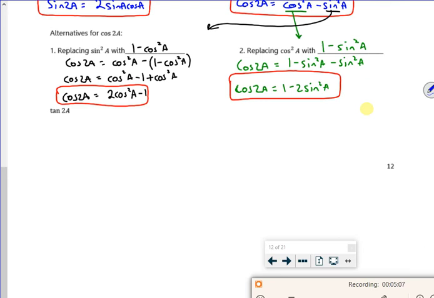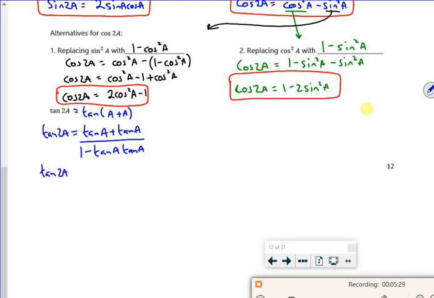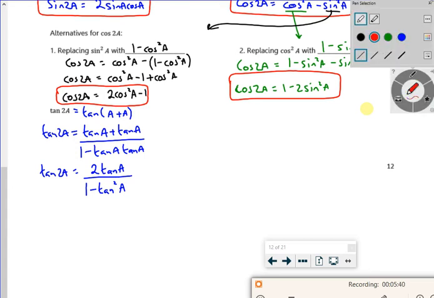Tan, I tend to remember. So that'll be tan of A plus A. So that's going to be tan A plus tan A over 1 minus tan A times tan A. So tan of 2A is 2 tan A over 1 minus tan squared A. And I tend to remember that one as well. So it's just these two in the middle of the cos ones that I kind of just derive there.